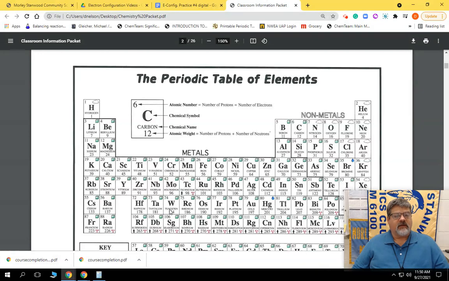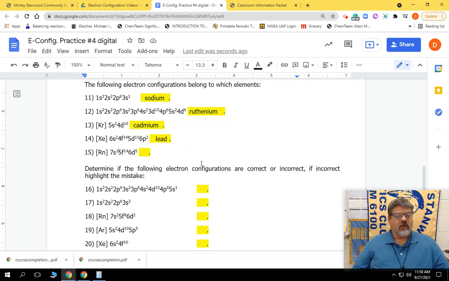It should be tungsten. Tungsten should be our answer for that one. So let's go ahead and put that back over here as tungsten. Let's go to the next one.